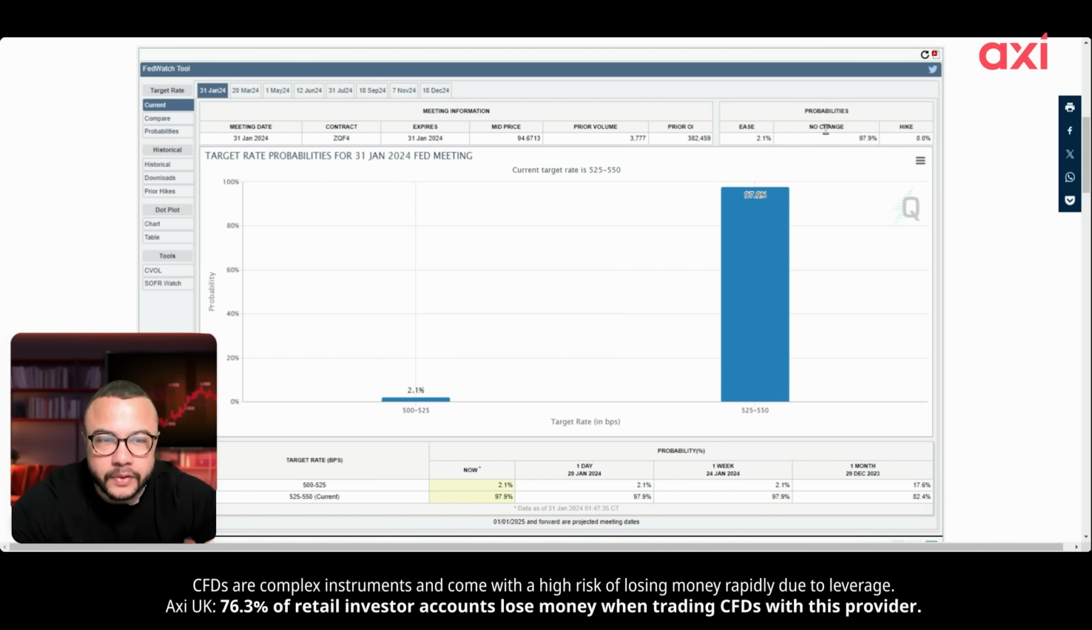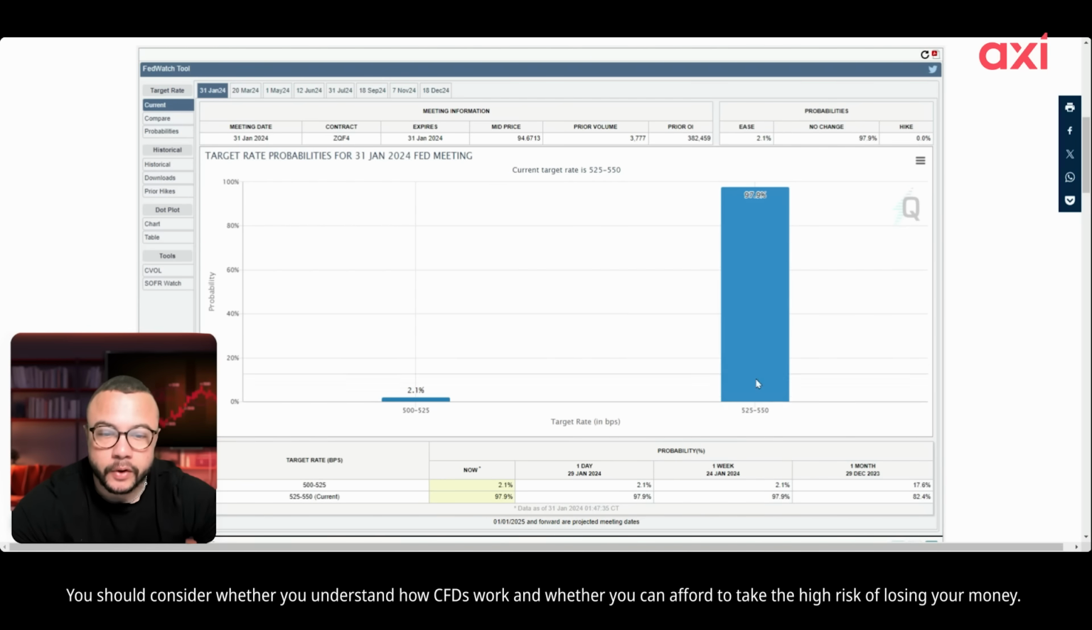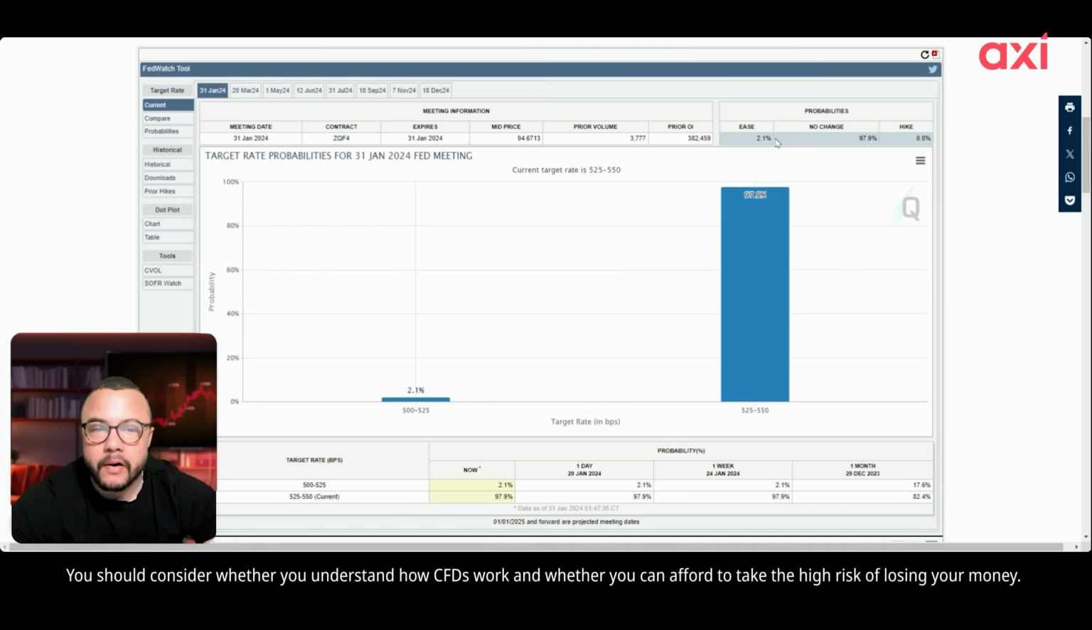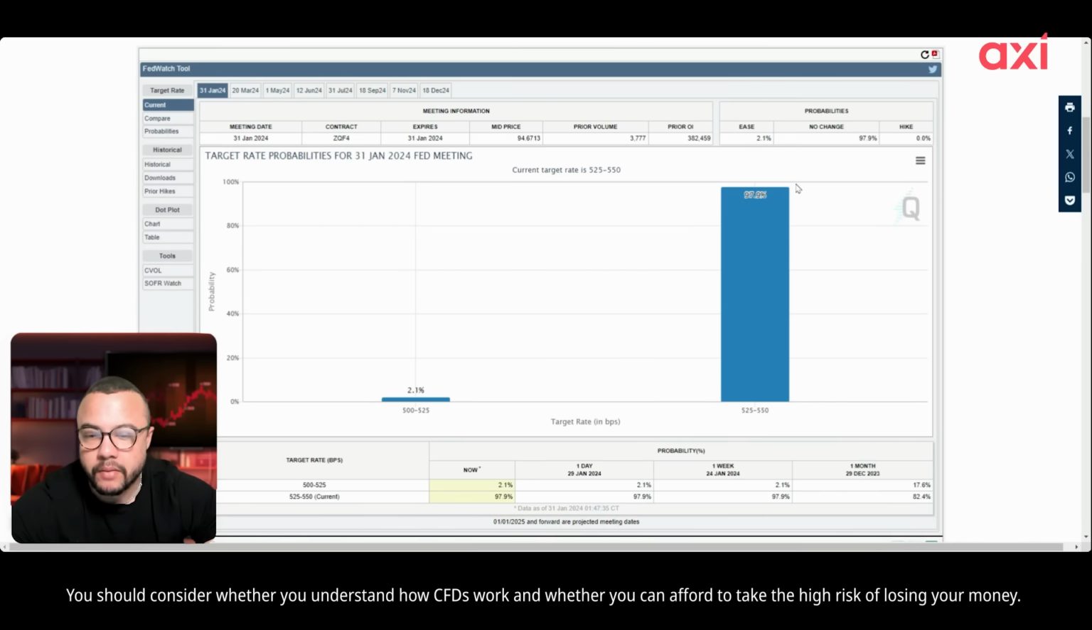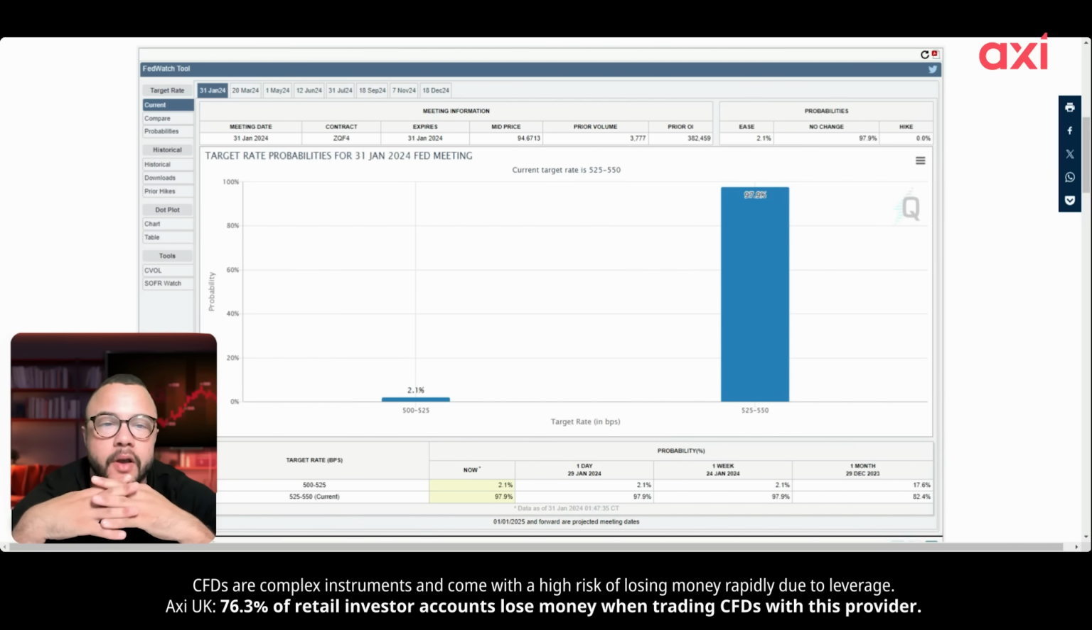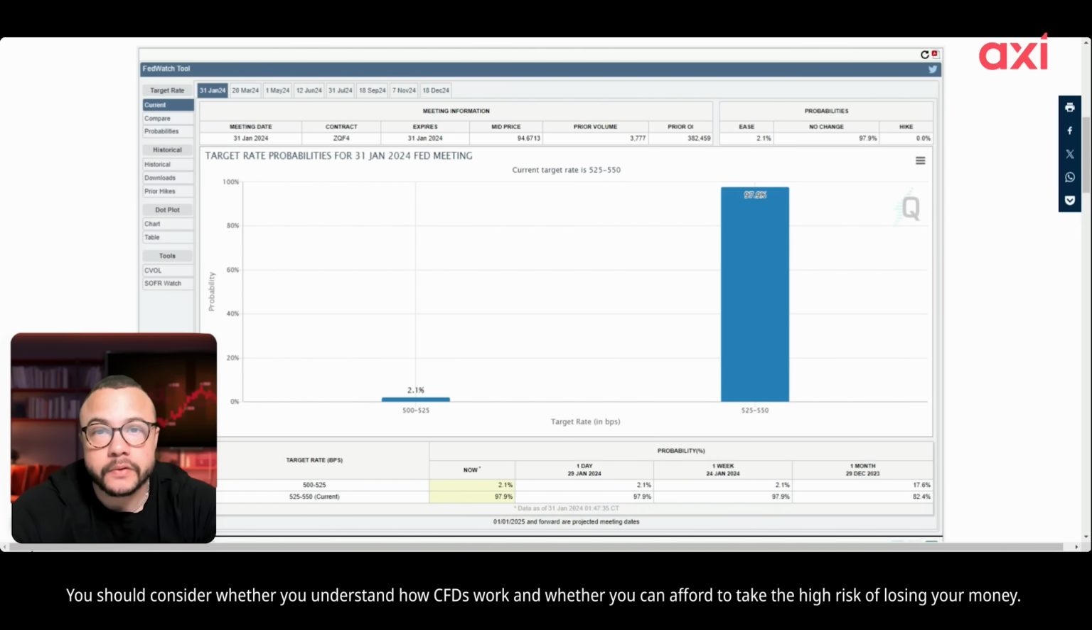Now, the chance of no change is 98% roughly. So we're expected to maintain interest rates at today's meeting. There is a slight chance, a very slight chance of a cut. But I would completely price that out. Now, this is where understanding macro comes in. And the chance of a massive shock here could be on the cards, of course.